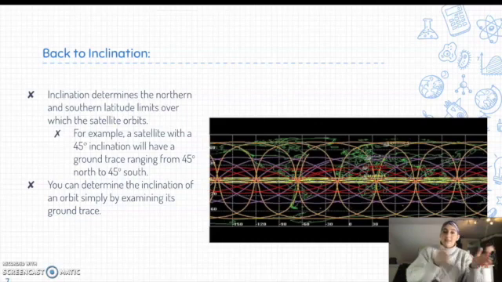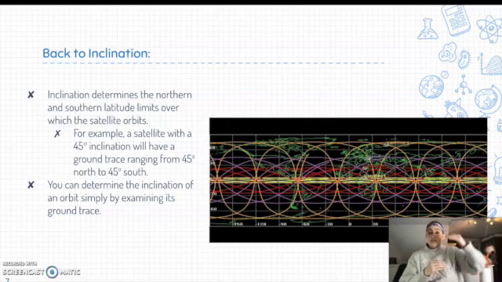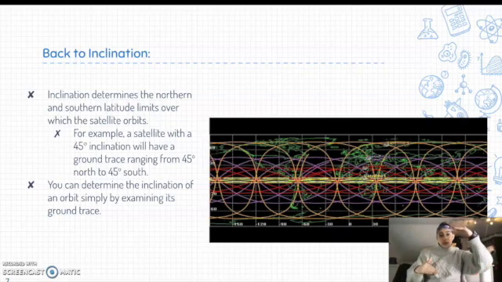So now let's step back to inclination with ground traces in mind. So the inclination determines the northern and southern latitude limits of which the satellite orbits. So as an example, a satellite with a 45-degree inclination will have a ground trace ranging from 45 degrees north to 45 degrees south. You can determine the inclination of an orbit simply by examining its ground trace.